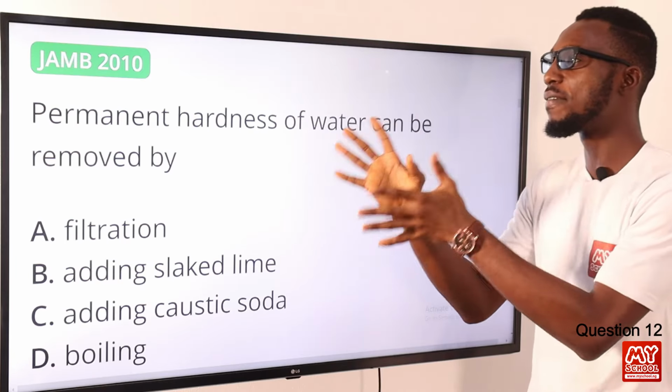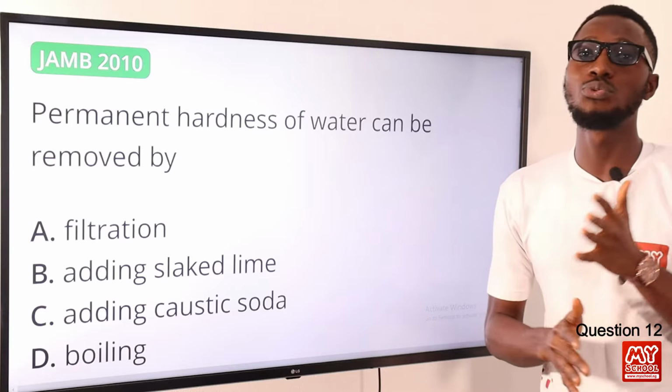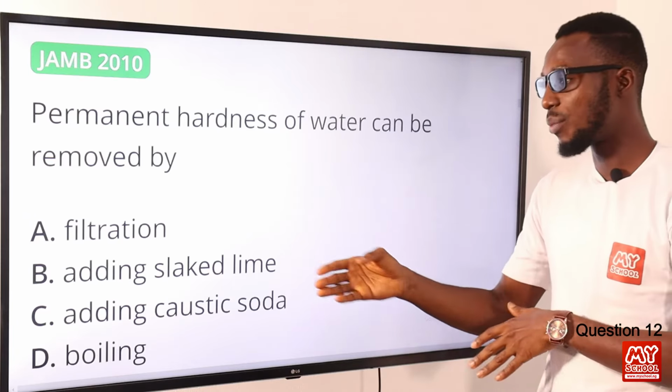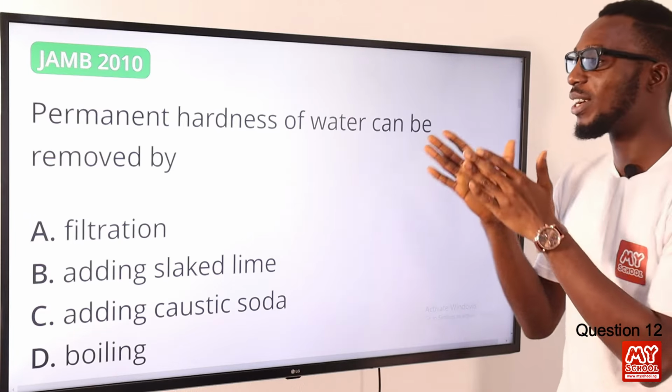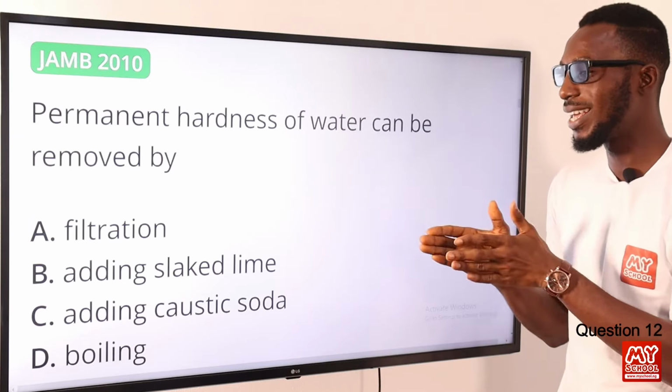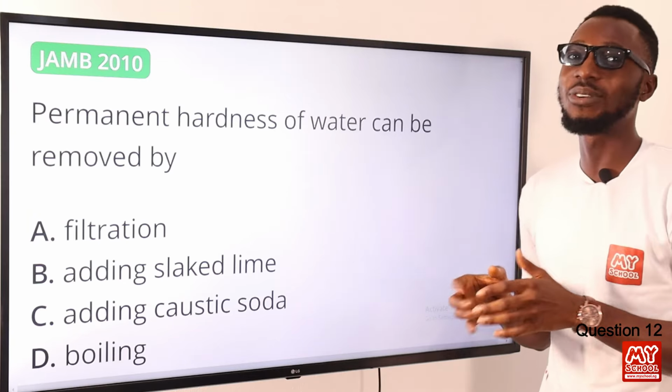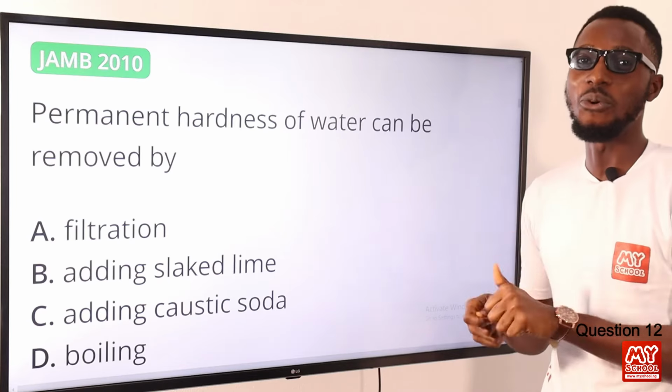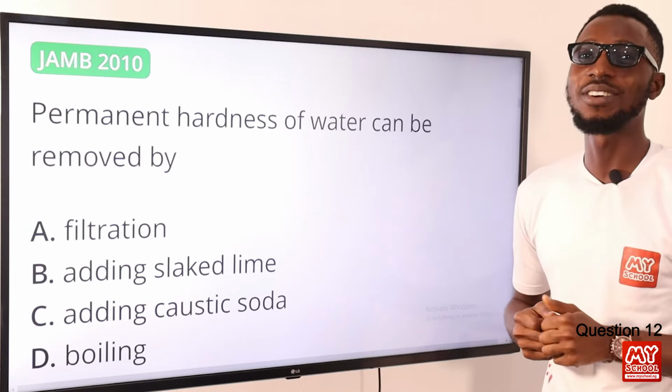So how do we remove permanent hardness? We can use washing soda, we can use slaked lime, we can talk about permutit. So the correct option here will be option C, addition of caustic soda, NaOH. So option C is the correct option.